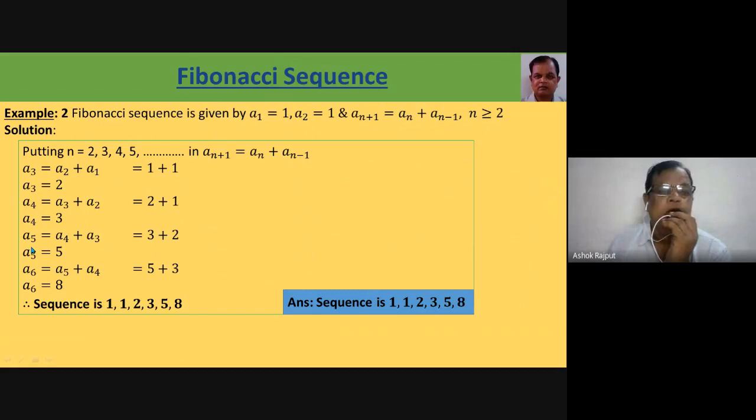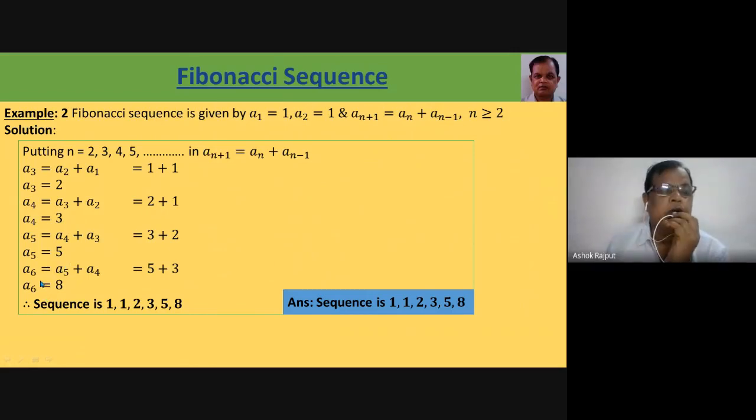Now we put n equal to 4. So 4 plus 1 is 5, and 4 minus 1 is 3. It means a5 = a4 + a3. A4 is 3 and a3 is 2, so adding them, a5 equals 5.